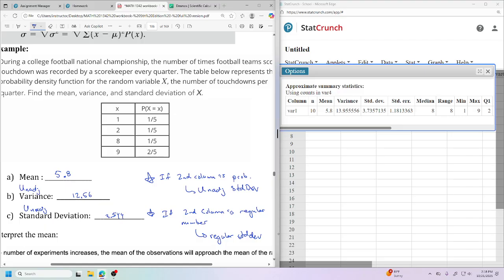That's how we're going to have to know the difference. Either you have a regular number, and you get the regular standard deviation, or if you have a probability, then you have to use the unadjusted. That is the big thing going into this homework. They're going to do both. They're going to have whole numbers, and you'll need the regular one. But if they have a probability, you have to use unadjusted.